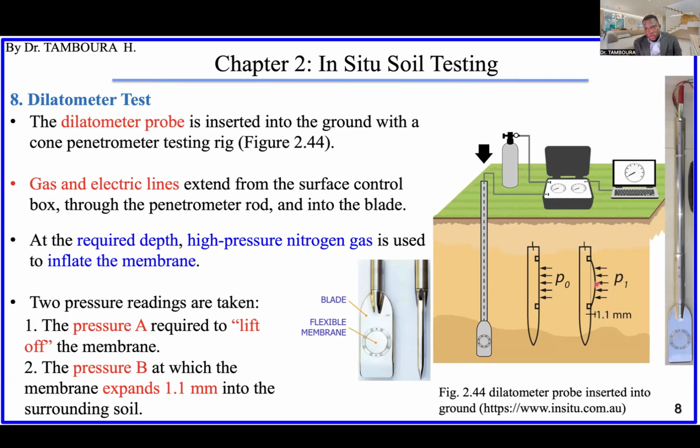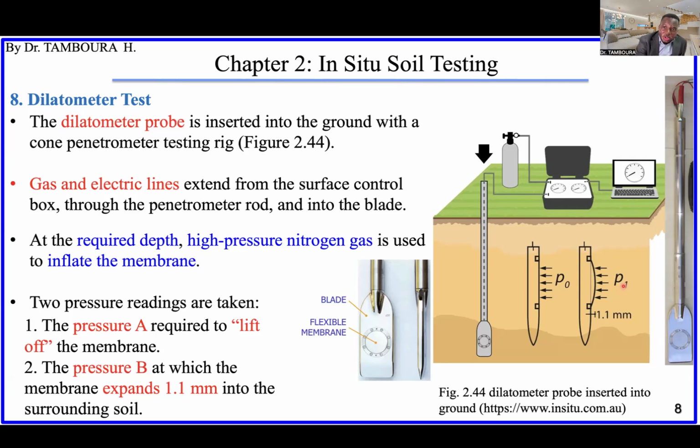So don't be surprised to see somewhere P1 here and P2 here, this is just nomenclature. It doesn't matter. Just remember that the first pressure is just the pressure to lift off the membrane. The second pressure is the pressure corresponding to the expansion of the membrane to 1.1 millimeter. Okay.